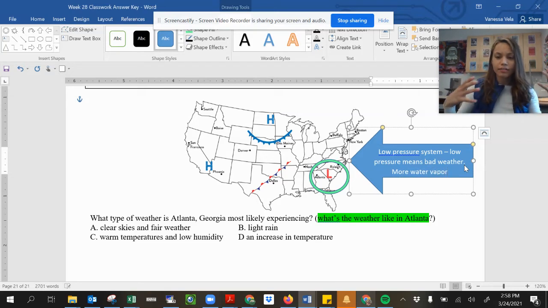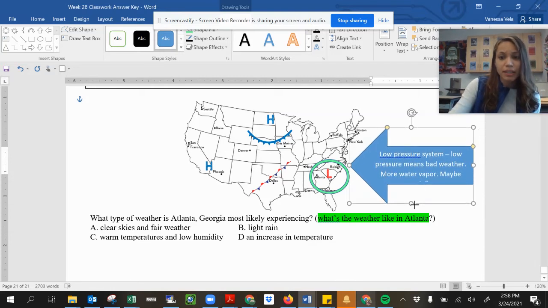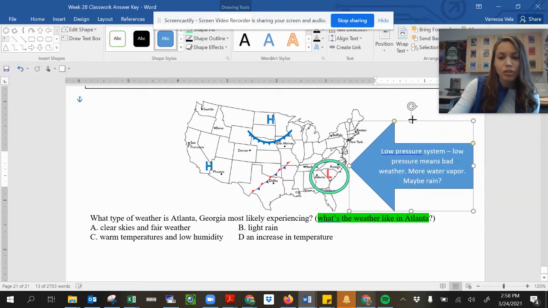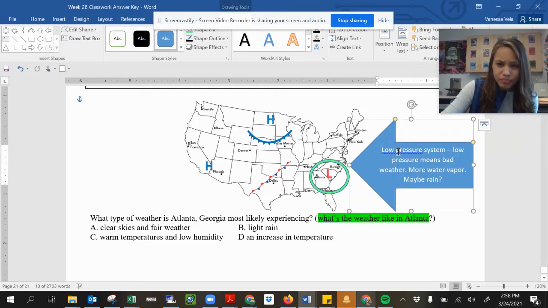See how I'm using all the knowledge that I have gained throughout this time? You're doing that same thing. You're just knowledge dumping here. It's like, okay, low pressure system. That means low pressure means bad weather. There's more water vapor. Maybe rain, right? Is rain possible? Yeah, it's possible. Low pressure system, guys. All right. This is where you can use your reference sheet just in case.